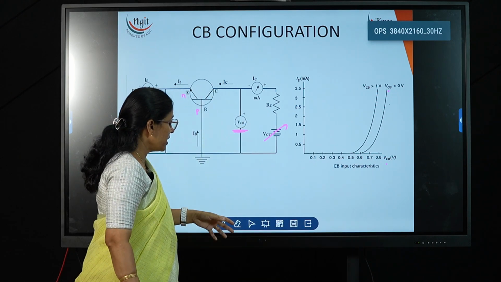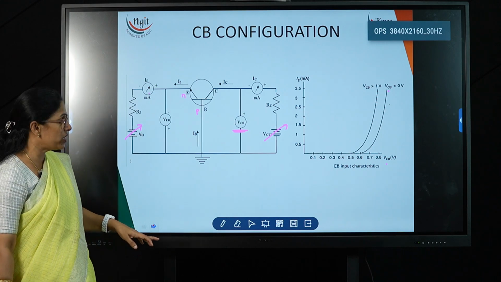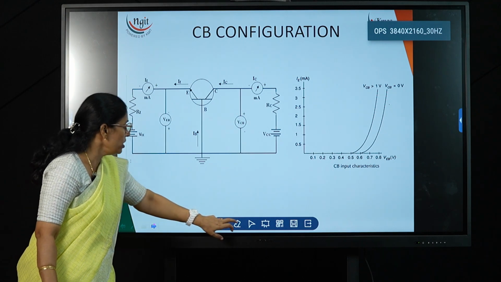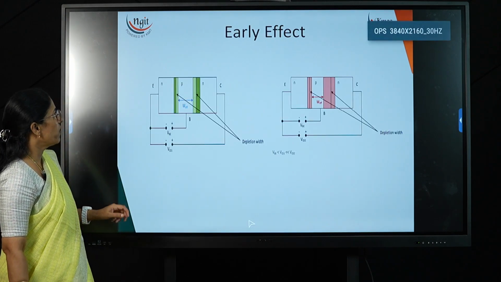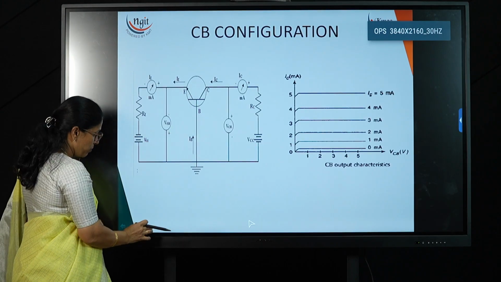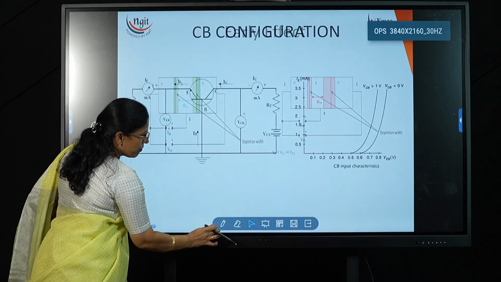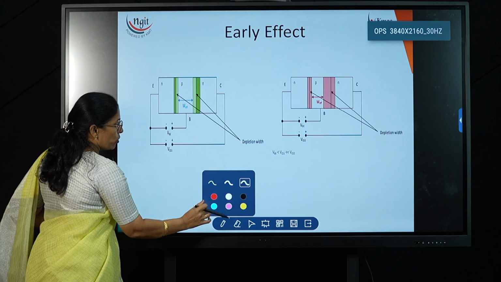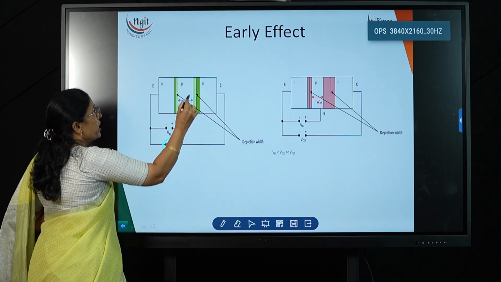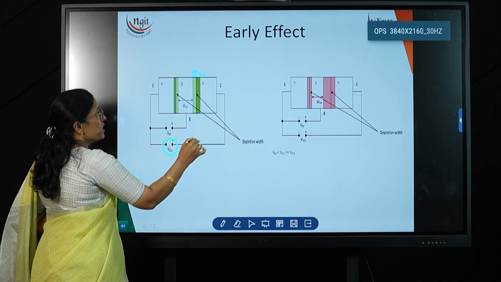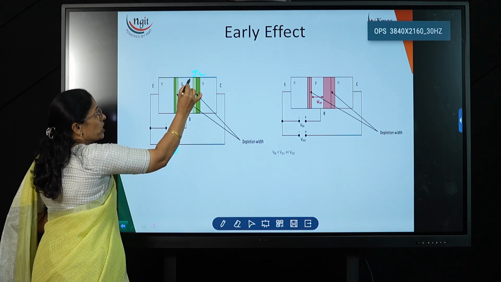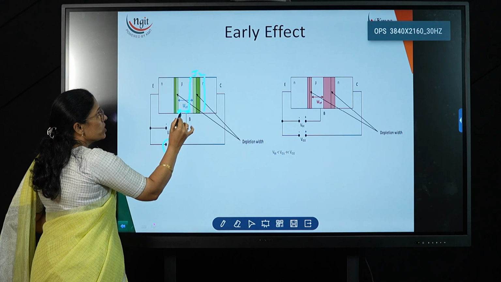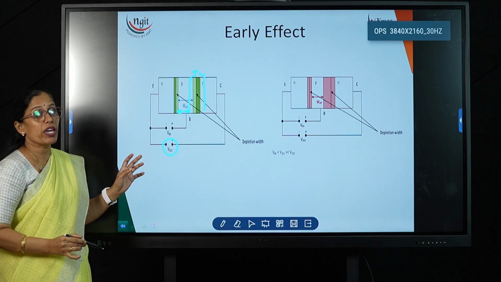So what is the early effect? One more name for the early effect is base width modulation. First we will analyze that, and after that we go to the output characteristics. Now this is the early effect. This is an NPN transistor. As the output voltage is increased, the depletion width of junction 2 increases, because this junction is reverse biased, thereby the effective width of the base is reduced. So this is called the early effect or base width modulation.